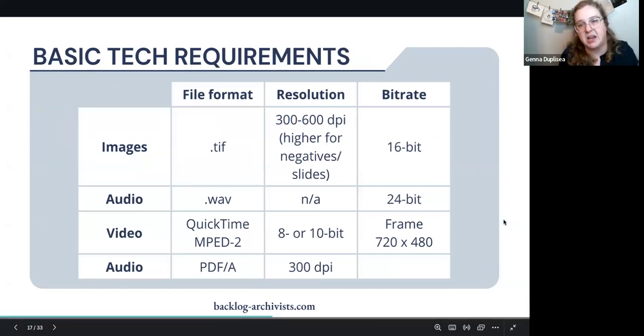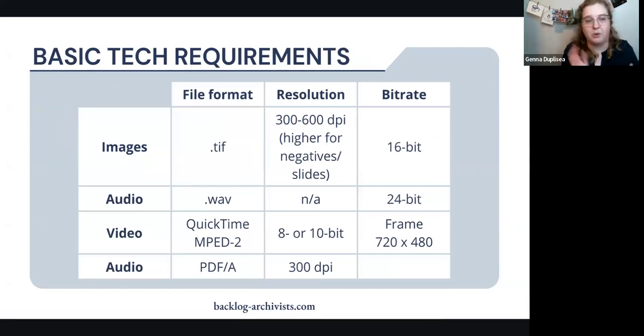So these are really basic technical requirements for when you're digitizing images, audio, video. Oh, I just realized that I have a typo. I have audio twice. The last row should say text. So for images, the best file format is a TIFF. That's because it's widely used, its code is documented, so it's not just tied to one type of software.